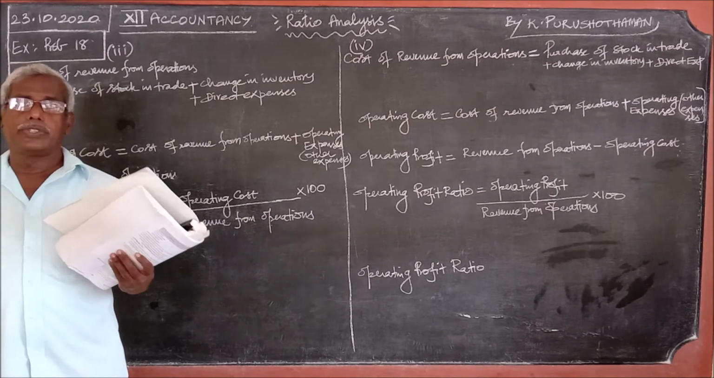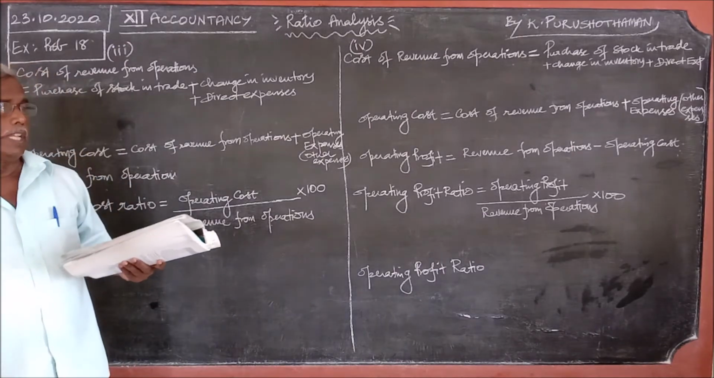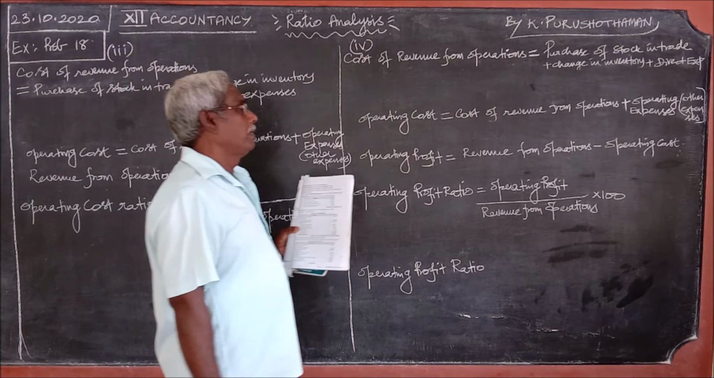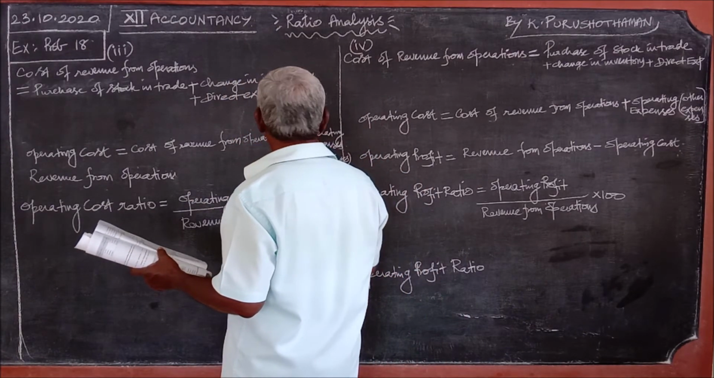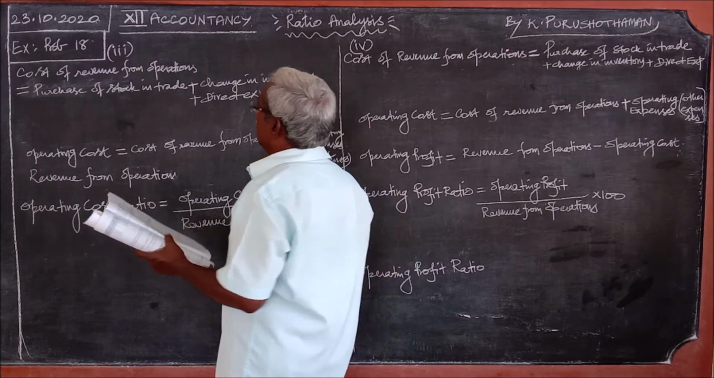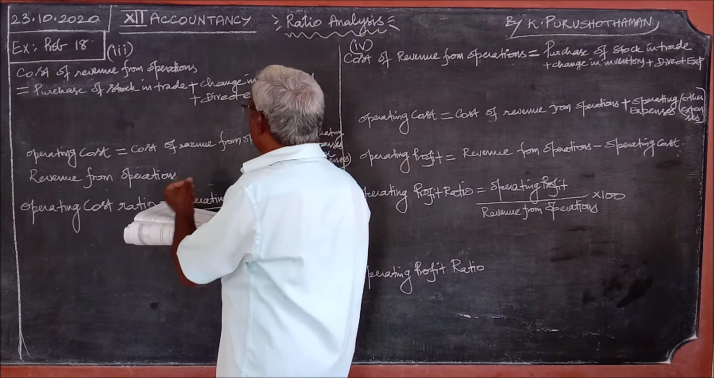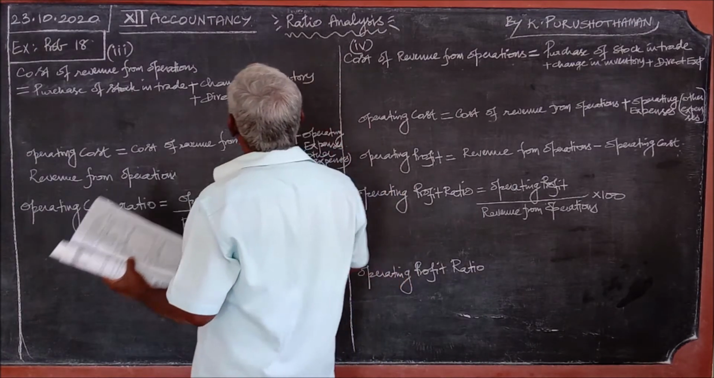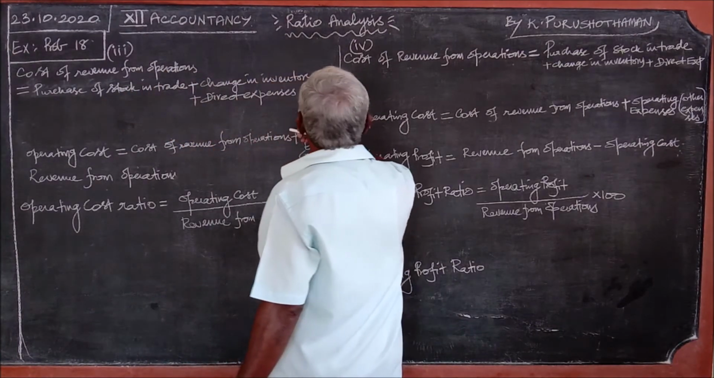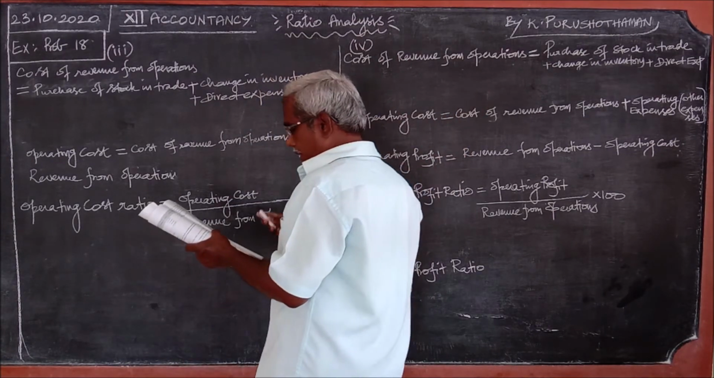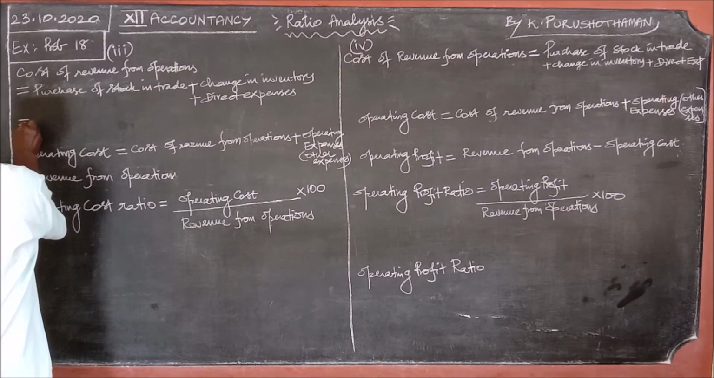In the previous class, from exercise problem 18 also, we completed only gross profit ratio and net profit ratio. Now we are going to find the operating cost ratio and the operating profit ratio. Now, how we must find in both the cases the cost of revenue from operations. Cost of revenue from operations is equal to purchase of stock in trade, change in inventory plus direct expenses, the same thing here. From the given problem 18, we shall try to find the answer.